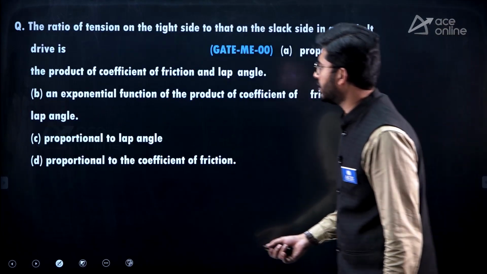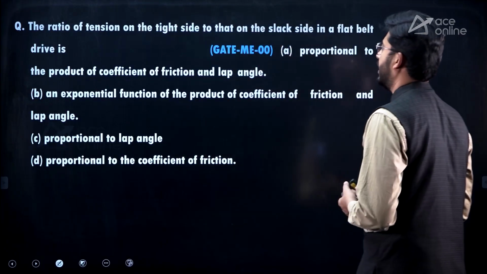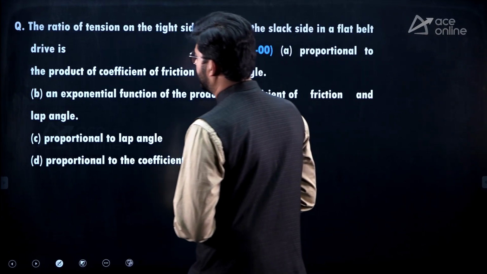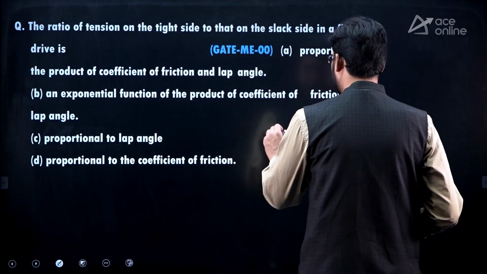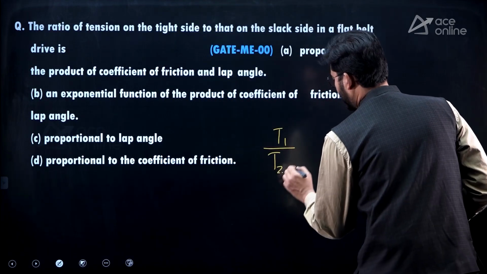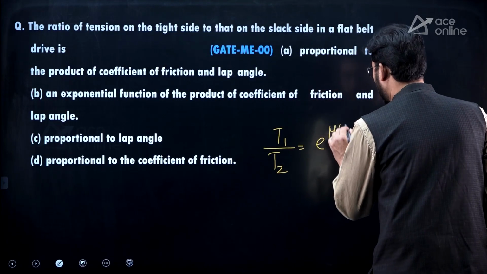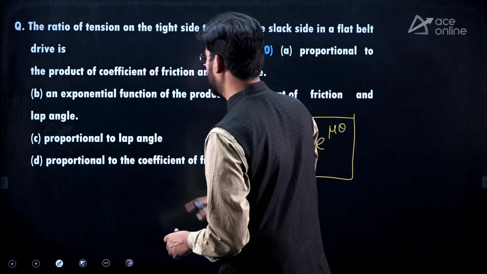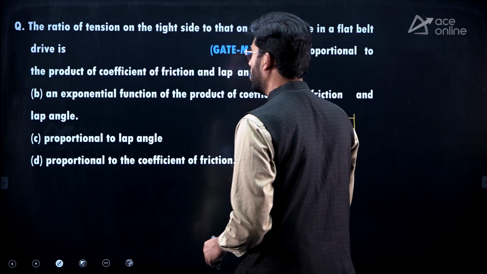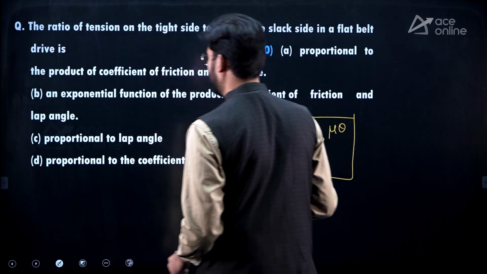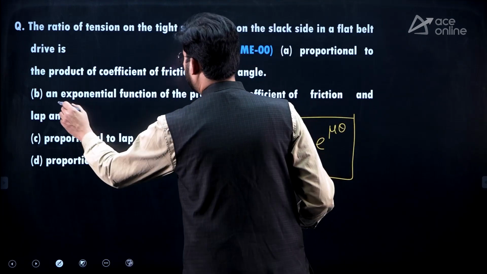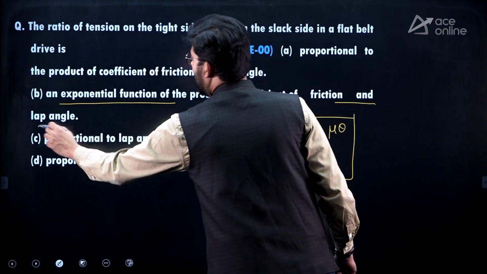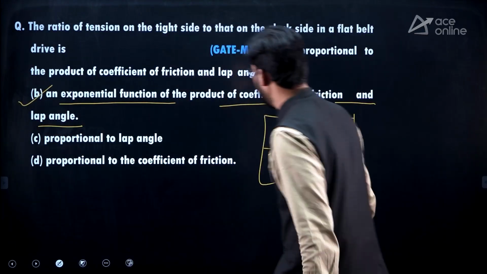Moving to next question, the ratio of tension on the tight side to that on the slack side in the flat belt drive is dash. So T1 by T2 is straight away equal to e power of mu theta, that is proportional to lap of the angle, proportional to coefficient of friction. So it is an exponential function of the product of coefficient of friction and the lap angle, that is option B is the answer.